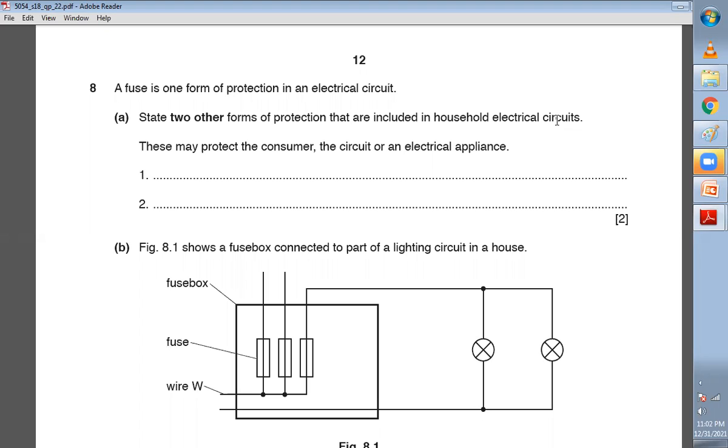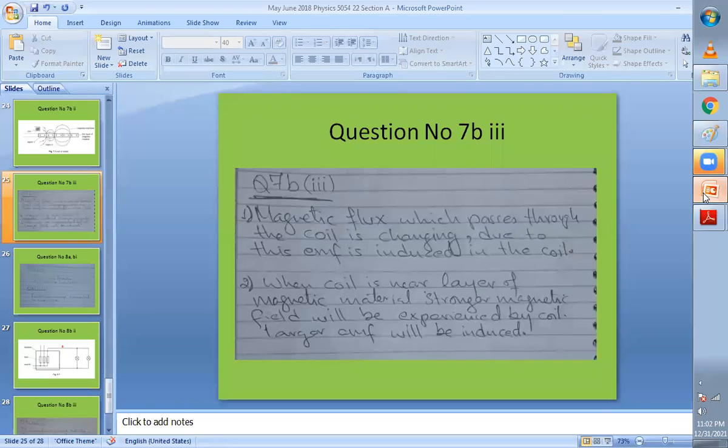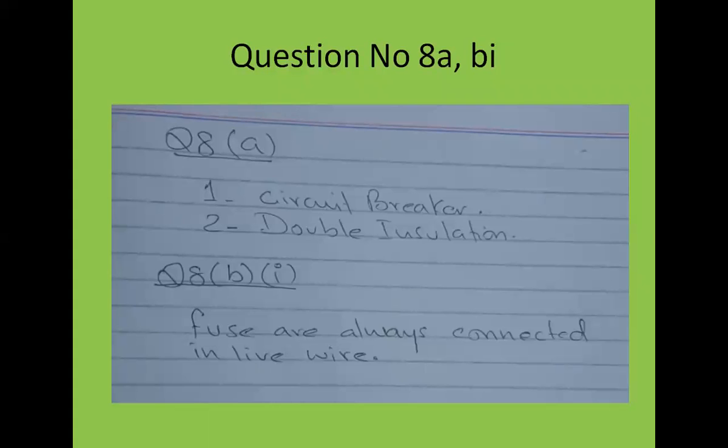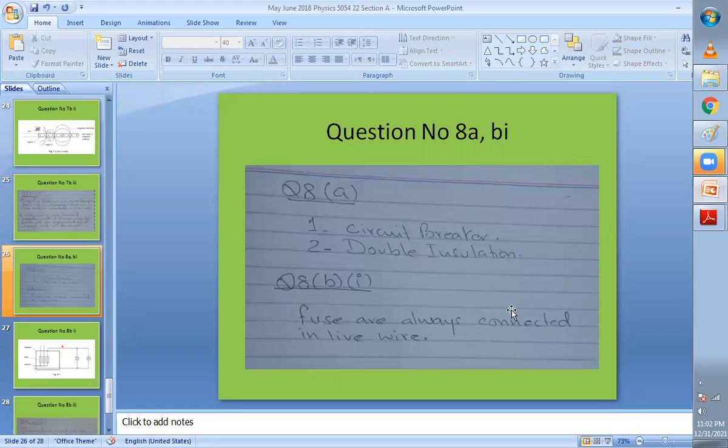And we use sometimes double insulation. We use ground wire. We use earth wire. These are some protection other than the fuse. So let me show you. Okay. So circuit breaker and double insulation, grounding, earth wire, you can name anything.